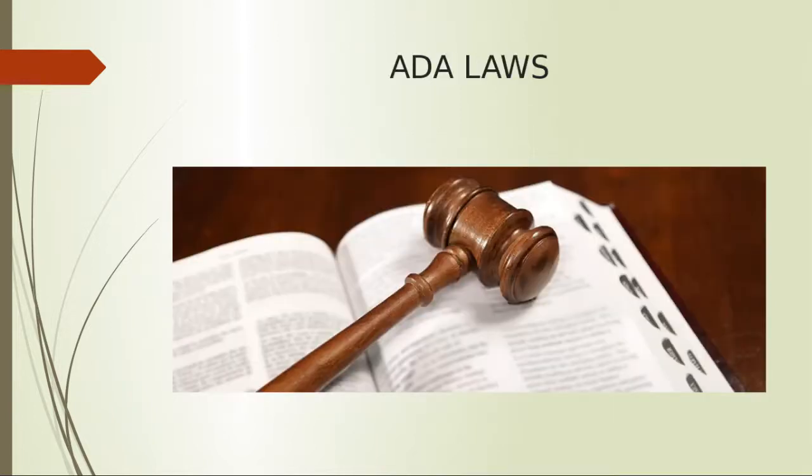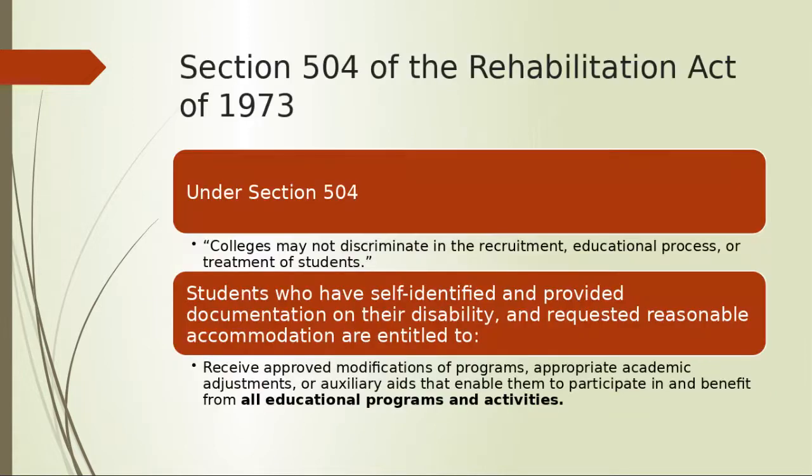Next, we're going to go into the law. Section 504 of the Rehabilitation Act of 1973 basically covers that we cannot discriminate in any recruitment, educational process, or treatment of students. Students who self-identify and provide documentation should be receiving reasonable accommodations, and they should all be included in all educational programs and activities.